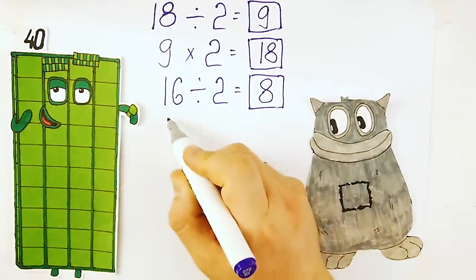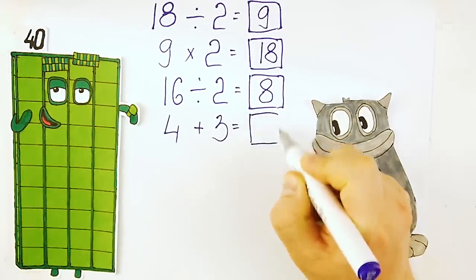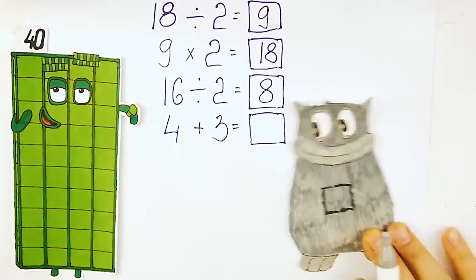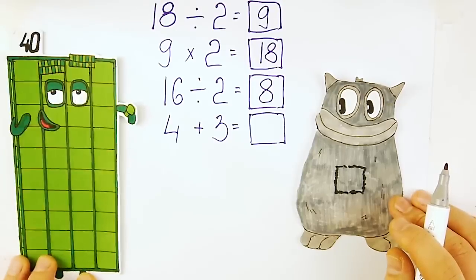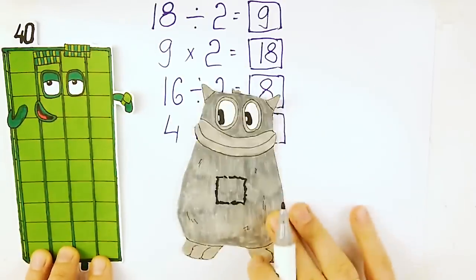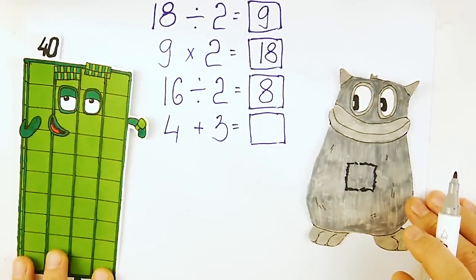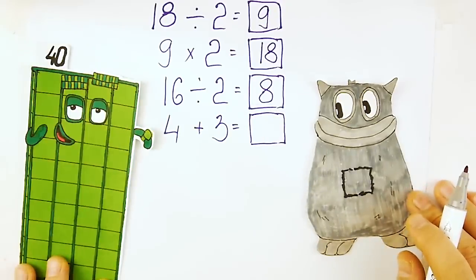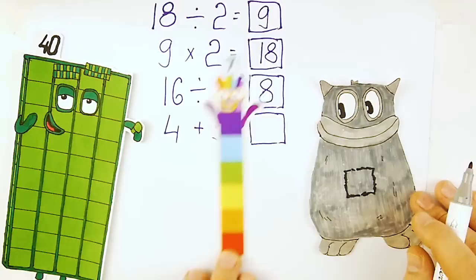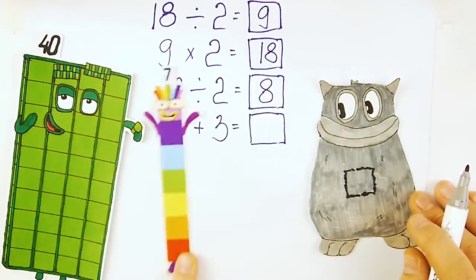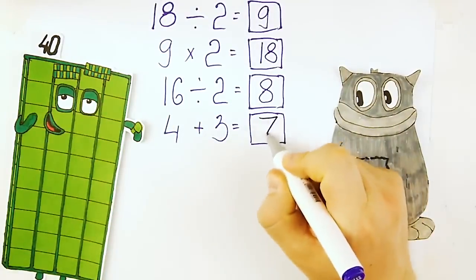Good. Next example. 4 plus 3 equals yum. What number block is missing? 4 plus 3. Look at me. Okay, I think. His blocks from a heaven. From a heaven? 4 plus 3. Oh, of course. My answer is number 7. Of course, number 7 is right answer. 4 plus 3 equals number 7.